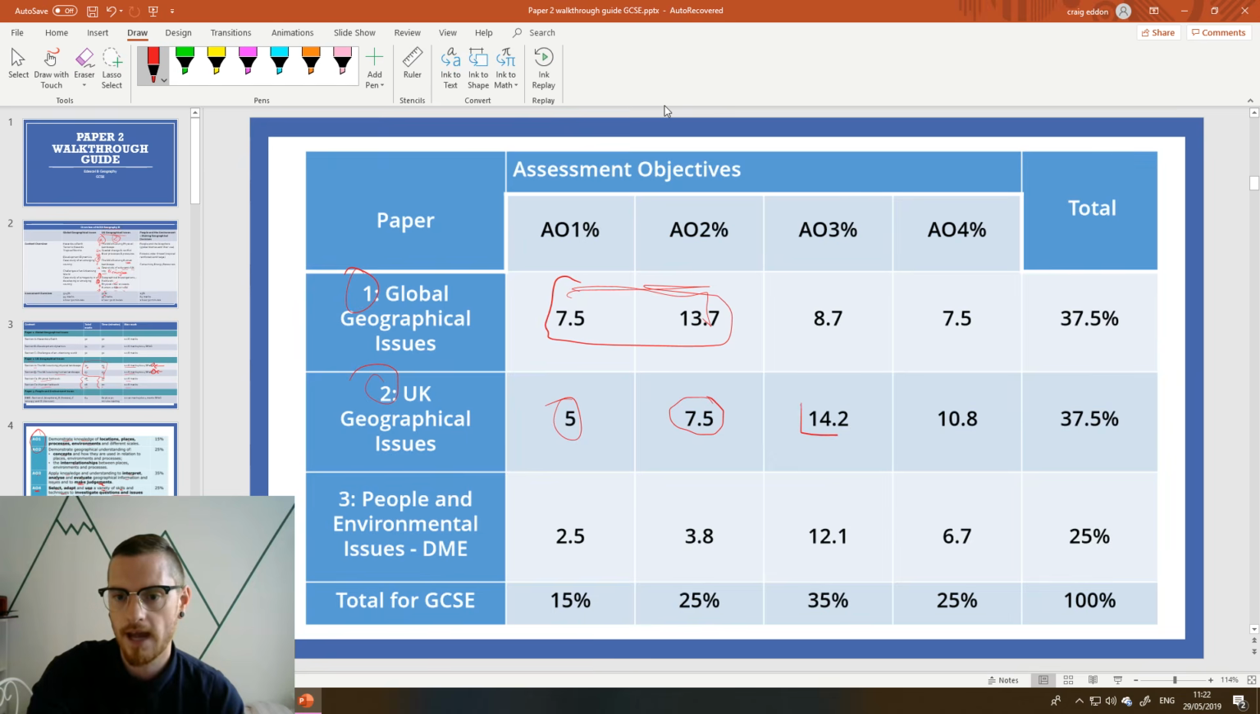And you can see that AO3 is 14.2%, much more than paper 1's and more than paper 3's. And it's also got the biggest weighting, 10.8% on AO4, more than paper 1, more than paper 3. So this paper is all about applying your knowledge to a range of resources and using your skills to unpick those resources and making judgments from that.